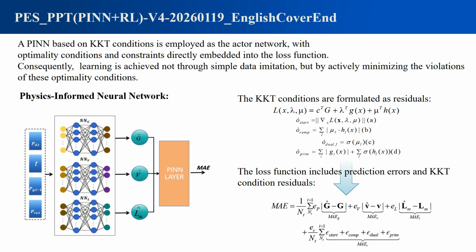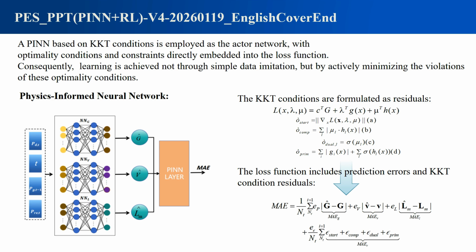The PINN actor uses 3 neural subnetworks to estimate generator dispatch, voltage, and line flow quantities from the dispatch state. These estimates are passed through a PINN layer where the loss is not limited to ordinary prediction error. The KKT conditions create residuals that express whether the candidate action behaves like an optimum of the constrained dispatch problem. The Lagrangian combines the economic objective with equality and inequality constraints through multipliers lambda and mu. The stationarity residual checks the gradient of the Lagrangian with respect to the decision variables. If that residual is large, the proposed dispatch is not near an optimum.